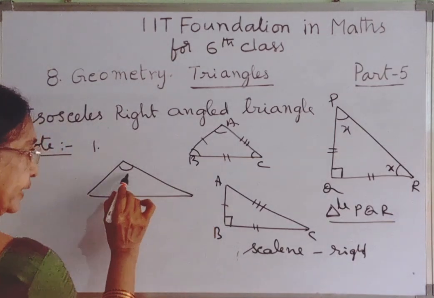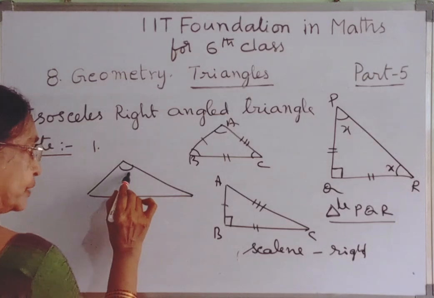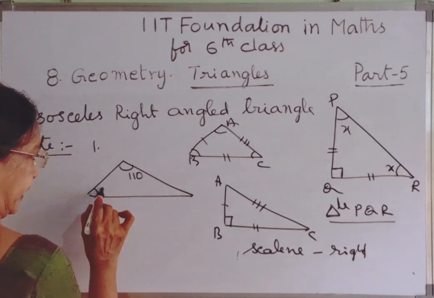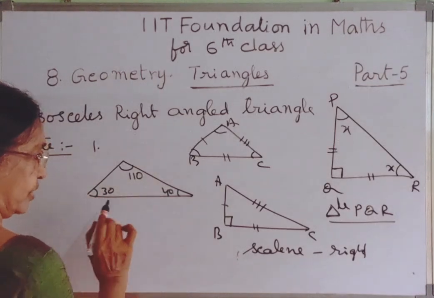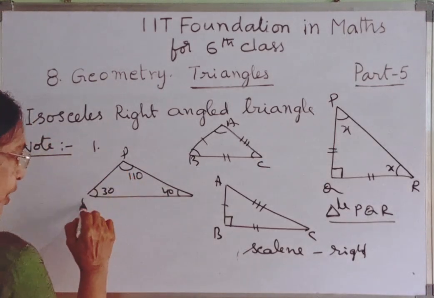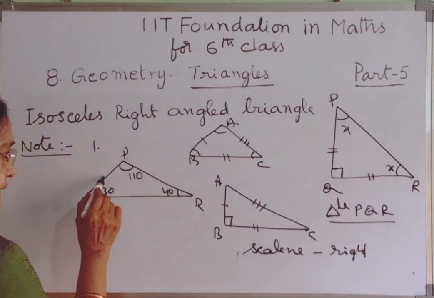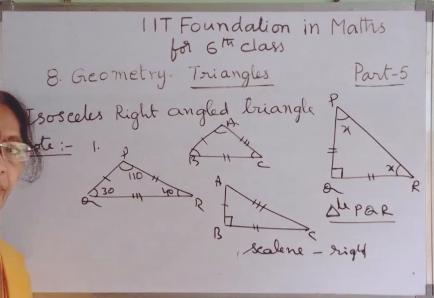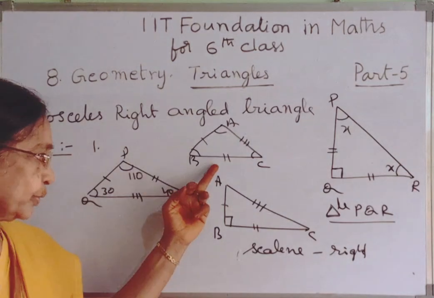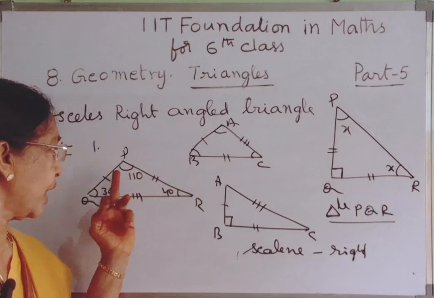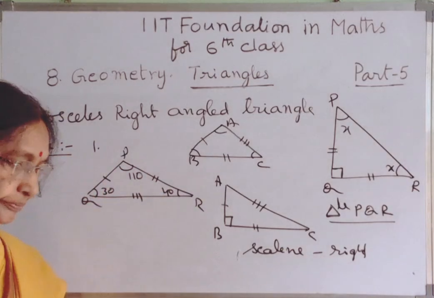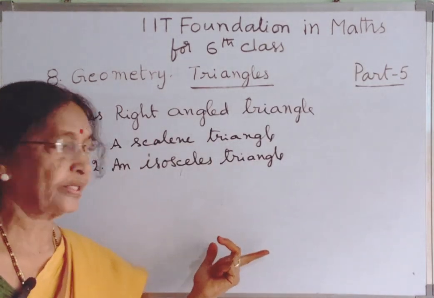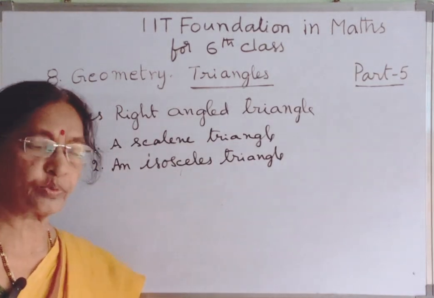This is the angle greater than 90 degrees, the obtuse angle, let it be 110 degrees. And this may be 30 degrees and this is 40 degrees. So this triangle PQR is an obtuse angle triangle and these three sides are different. Therefore it is a scalene. Therefore scalene triangles may be acute angle triangle, right angle triangle, or obtuse angle triangle. Next, an isosceles triangle may be an acute angled triangle, right angle triangle, or obtuse angle triangle.